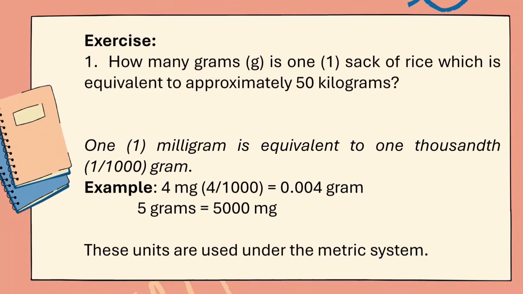Now, students, answer the question. How many grams is one sack of rice, which is equivalent to approximately 50 kilograms? Take note also that 1 gram is equivalent to 1,000 milligrams. Example of this is 4 milligrams, or 4 divided by 1,000 is equal to 0.004 gram. The 5 grams is equal to 5,000 milligrams. These units are used under the metric system.